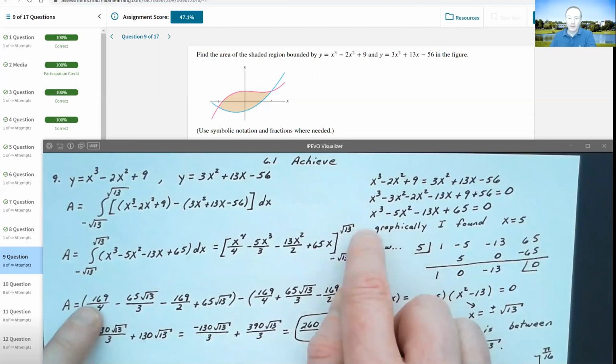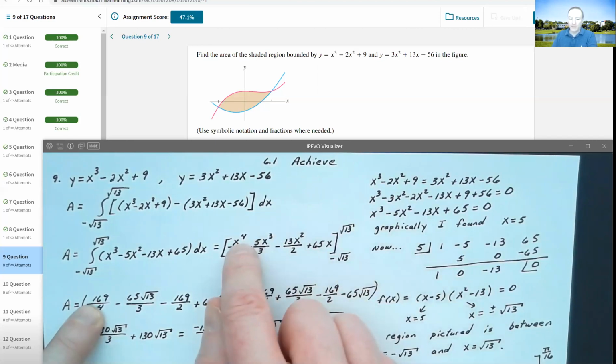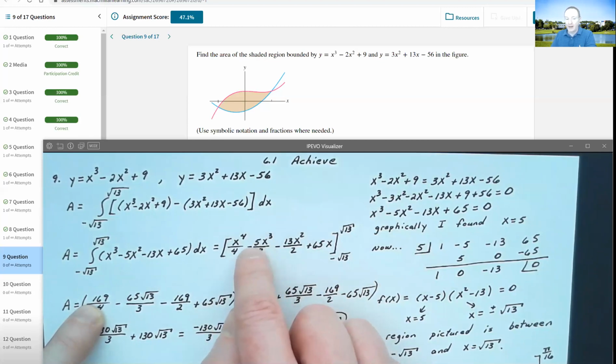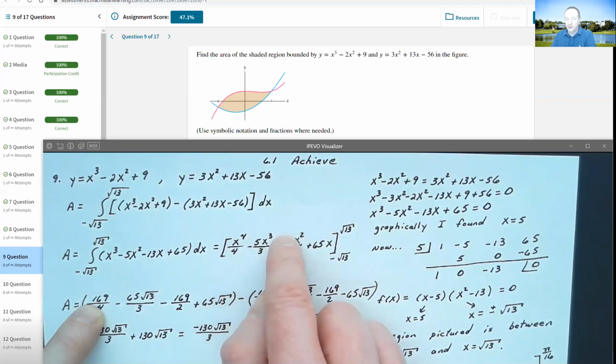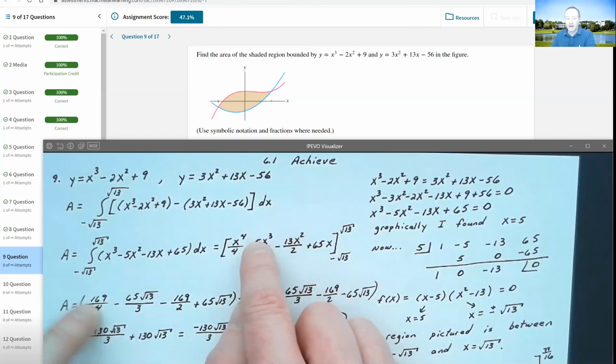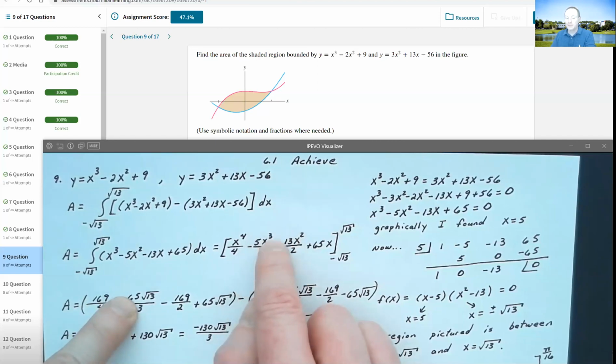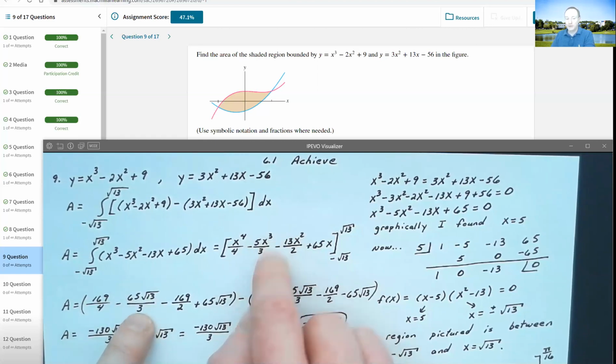So what I did here when I plugged the root of 13 in, well, I knew that the root of 13 to the 4th power, that's the same thing as 13 squared. Well, 13 squared is 169. First term's 169 over 4. Now minus 5 times the root of 13 cubed. Well, that's the root of 13 times the root of 13, which is 13. 13 times 5 is 65. But then you have times a third root of 13. So I have minus 65 on the root of 13 over 3.